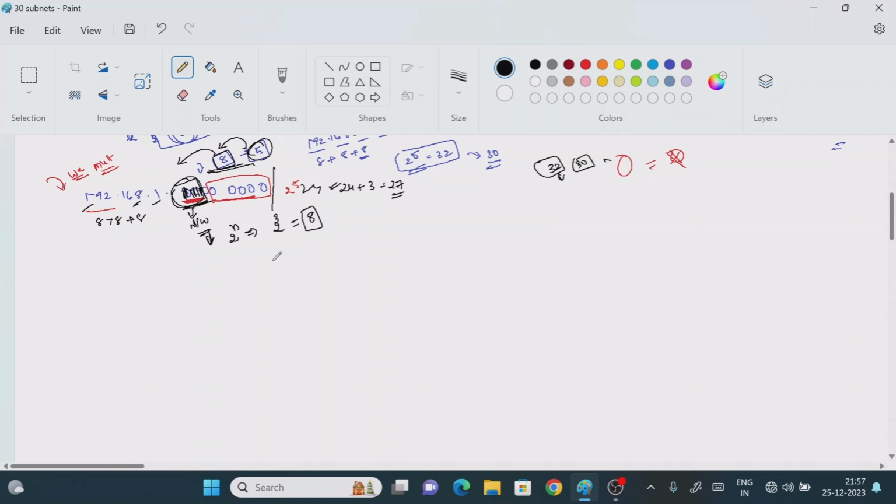One is for the network ID, another one is for the broadcast ID, as we discussed in the previous classes, right? Now see how many networks we will be getting. Something like 8 networks, right? Let me write 1, 2, 3, 4, 5, 6, 7, and one more is the 8th network, right? Each network we are going to divide into 8 parts.